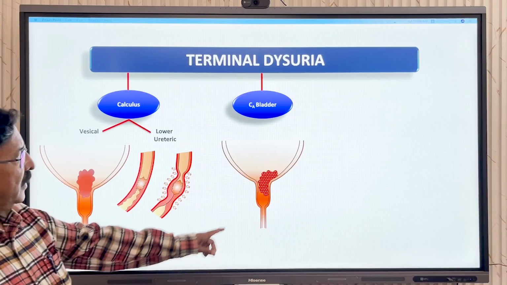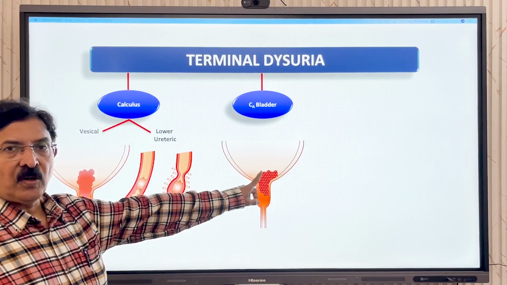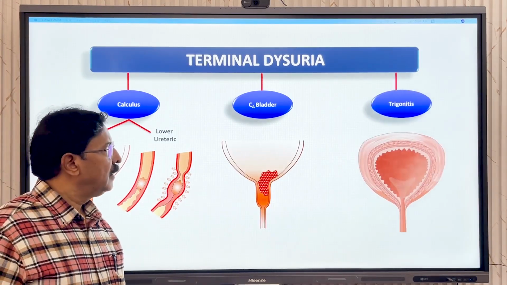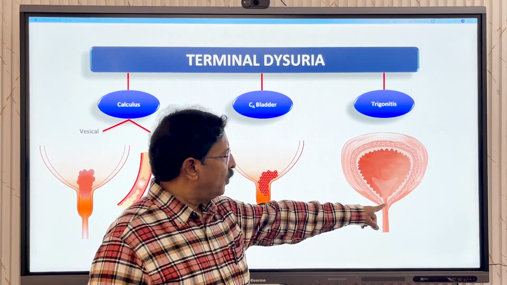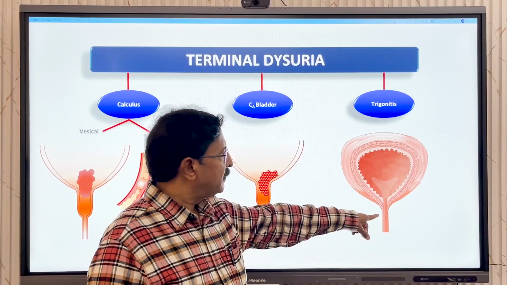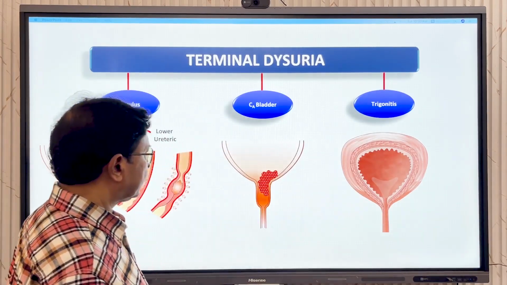Some patients can have a carcinoma of the bladder sitting around or in the area of the bladder neck. And some patients have inflammation in the area of the trigone, bladder neck or urethra. This is called trigonitis. Now here is a video of a patient wherein you will appreciate that the trigone is covered by whitish colonies of inflammatory cells, wherein there are bacterial pods, and the patient is actually having trigonitis. This diagnosis can be made by cystoscopy examination.